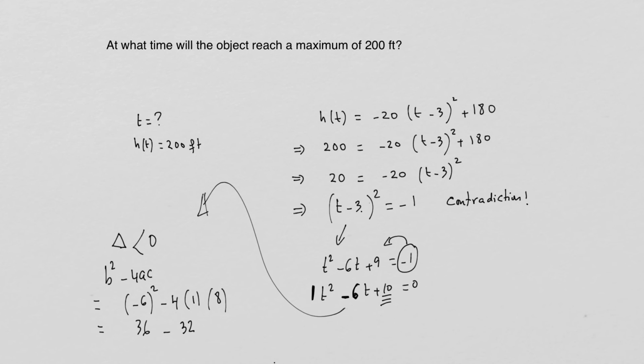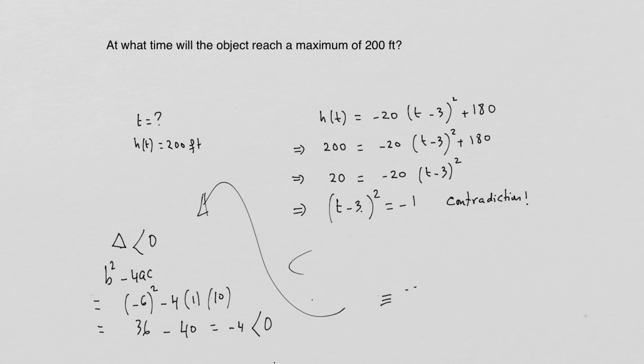So b squared, here it is, minus 4ac. C is 10. And therefore, this is negative 40. And therefore, the discriminant is negative 4, which is negative. That tells me there is no solution. Makes sense? I really hope you don't distribute. You just end up wasting so much time. Okay? So let me erase this.